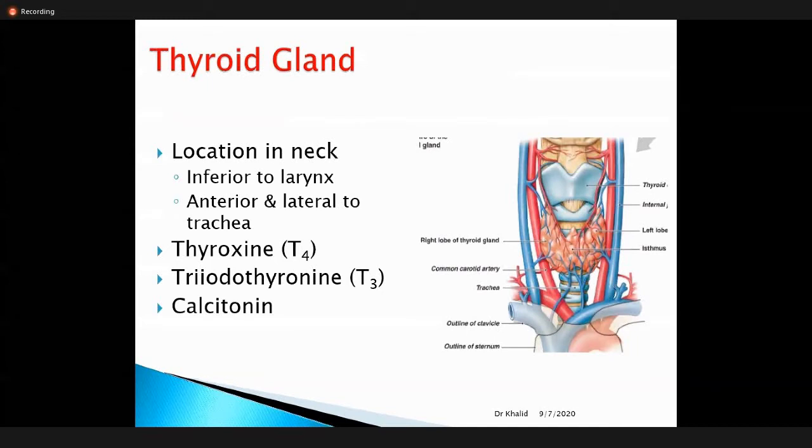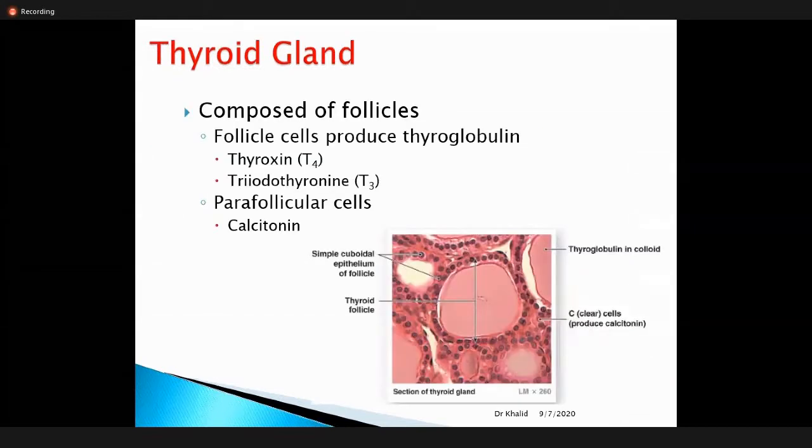The thyroid gland is located in the neck, and it releases three hormones: thyroxine, which is also called T4, and triiodothyronine, which is also called T3, which is actually the active hormone, and calcitonin. So the follicular cell secretes the thyroxine and the triiodothyronine, while the parafollicular cell secretes the calcitonin, the calcium preserving hormone. The thyroid gland is composed of follicle cells that produce thyroglobulin, which contains the thyroxine and the triiodothyronine, and the parafollicular cell secretes the calcitonin.